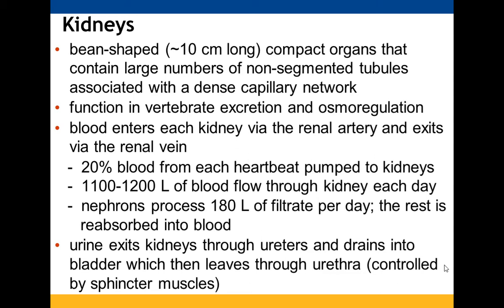From every heartbeat, approximately 20% of blood is pumped to your kidneys. Your kidneys have around 1,100 to 1,200 liters of blood flow through them daily, and the nephrons in the kidneys process 180 liters of filtrate each day, and then whatever is not excreted returns back to the blood. The urine leaves the kidneys through ureters and drains into bladders, which then leaves through the urethra.